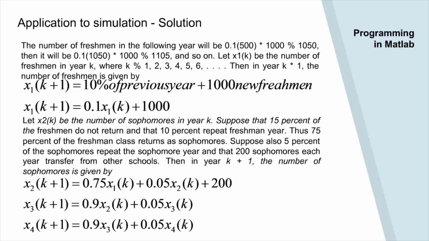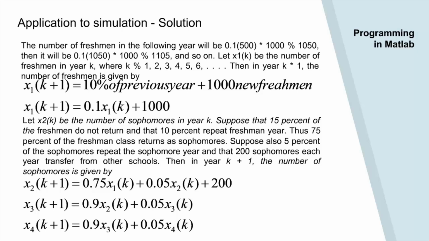So that can be said as x1(k+1) is equal to 10% of the previous year plus 1000 new freshmen. Because we know the number of freshmen in the first year, that is 500, we can solve this equation step by step to predict the number of freshmen in the future.